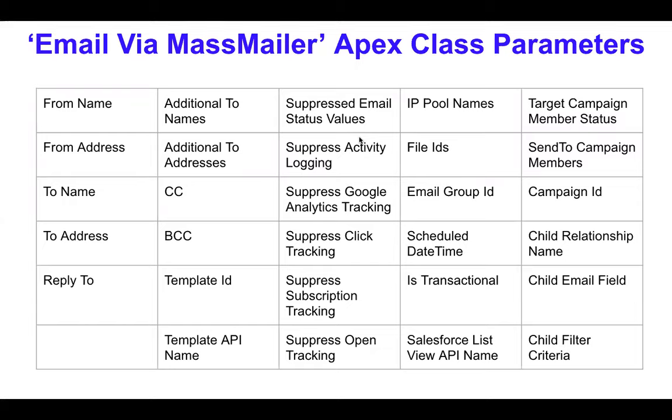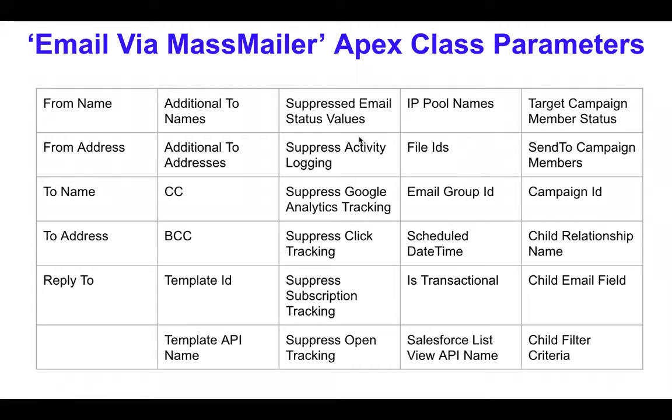If you want to add additional people, additional to names, additional to addresses, you can do CC, BCC. You can give a template ID or template API name. You can suppress certain email status values if you don't want to capture them, such as default; just suppress it. If you want to suppress activity logging, Google Analytics tracking, click tracking, subscription tracking, or open tracking, you have an option. IP pool, if you want to send an email using a certain IP address, provided you have more than one IP, you can use IP pool. You can attach files.